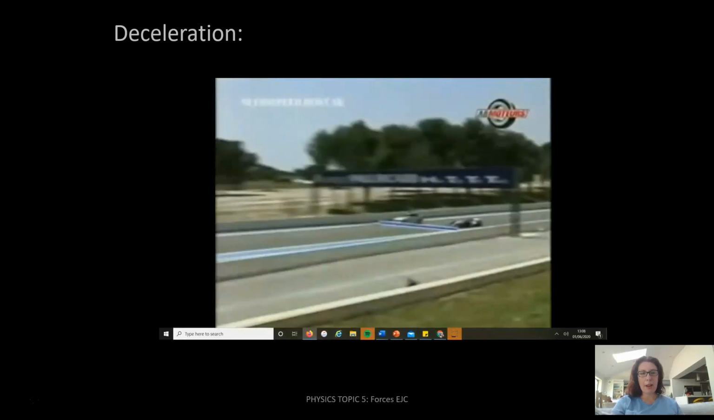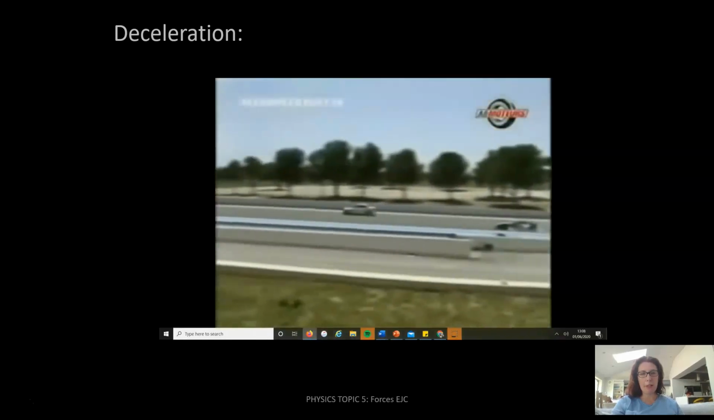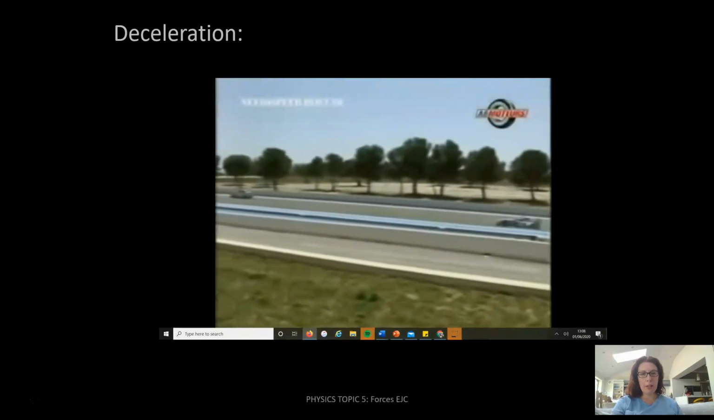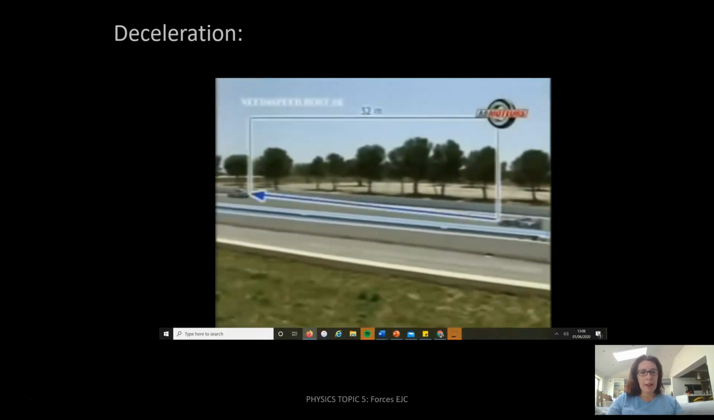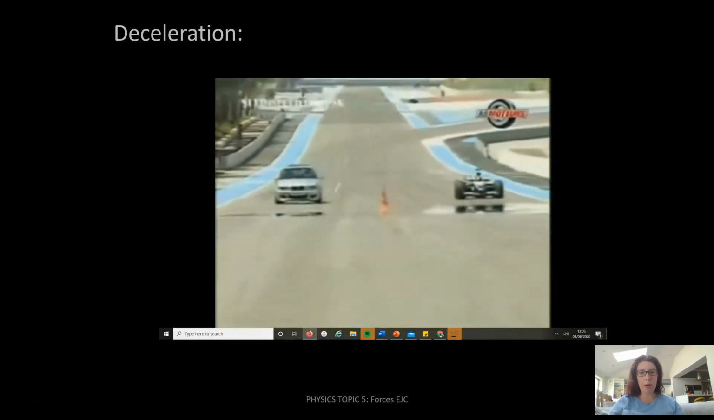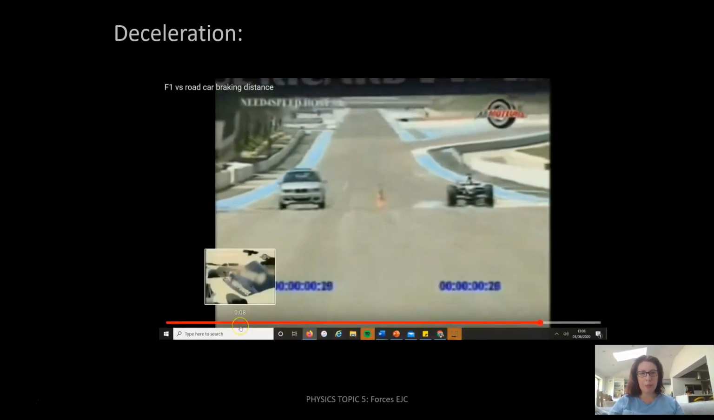So they're going to decelerate now. So decelerate, slow down. Les deux voitures freinent exactement. You can see what a difference there is made by the Formula 1 car compared to the normal car. S'arrête 32 mètres plus loin.